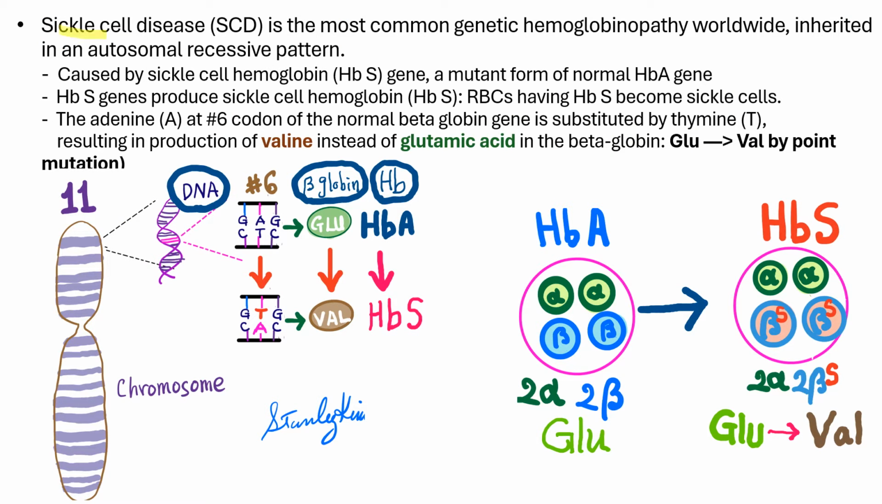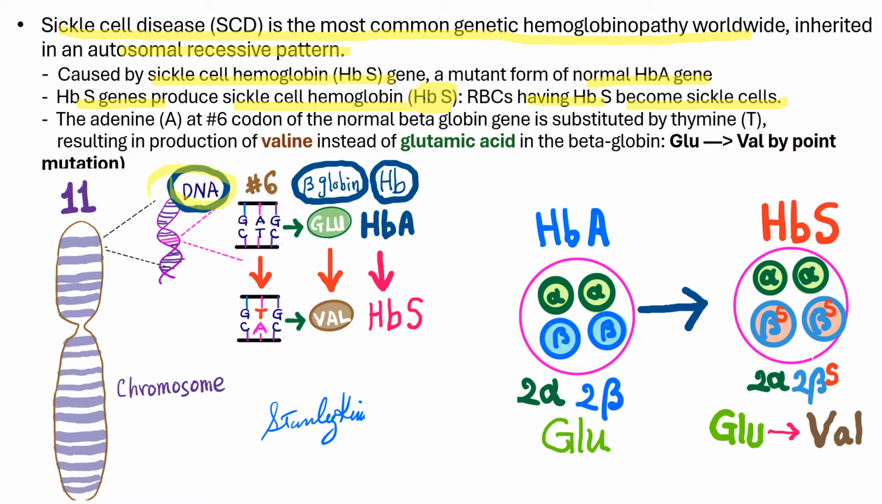Sickle cell disease is the most common genetic hemoglobin disorder worldwide. It's inherited in an autosomal recessive pattern. It's caused by the sickle cell hemoglobin gene, a mutant form of the normal hemoglobin A gene. The hemoglobin S gene produces sickle cell hemoglobin, hemoglobin S, and the red blood cells having hemoglobin S may change their shape and become sickle cells in a hypoxic condition. How can this happen?